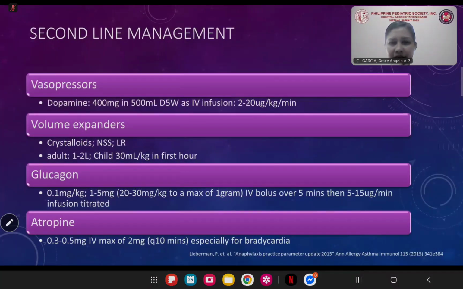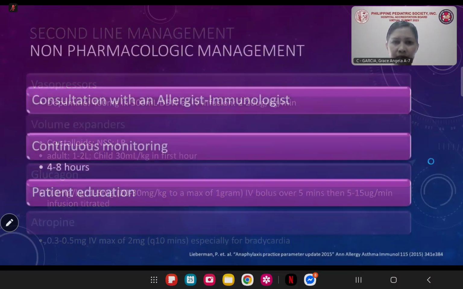For the second line management, you give vasopressors if there is continuous hypotension in the patient, or you can also give volume expanders. Glucagon is given to patients who are taking beta blockers, because epinephrine cannot work if the patient is on beta blockers. And then atropine if there is already bradycardia in the patient.